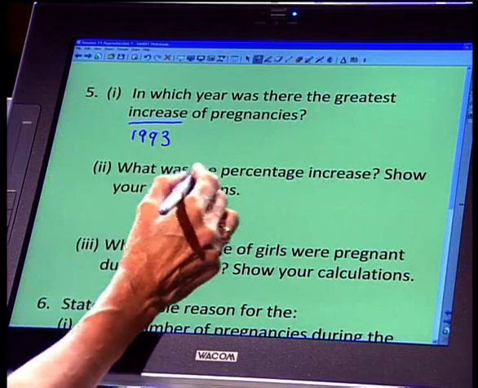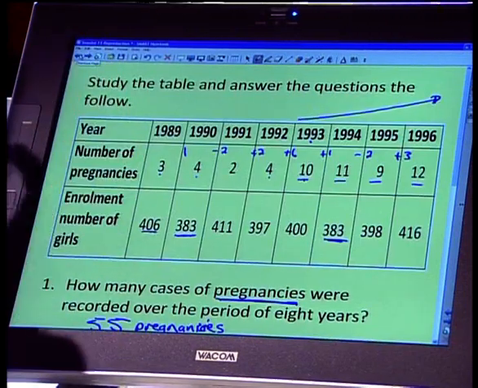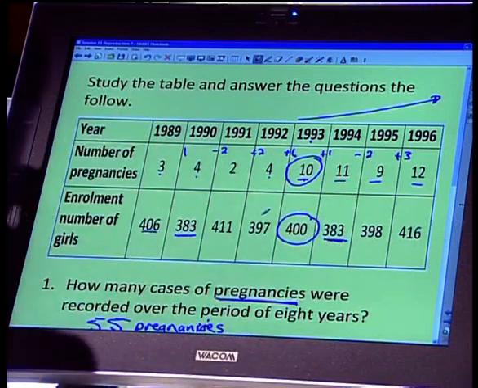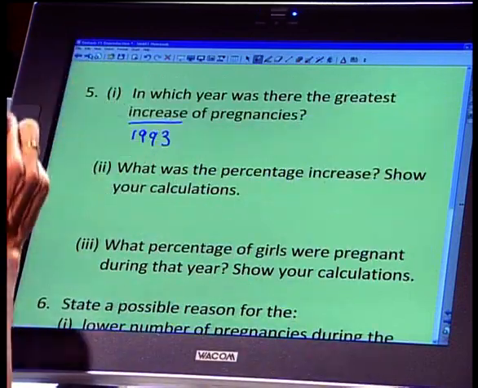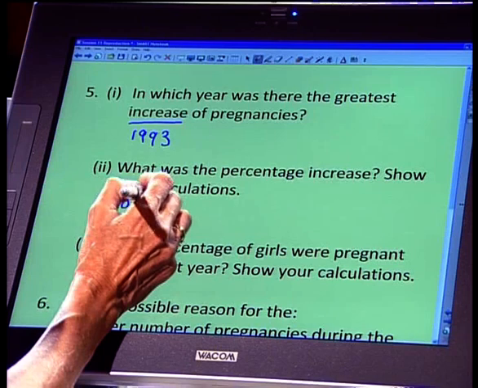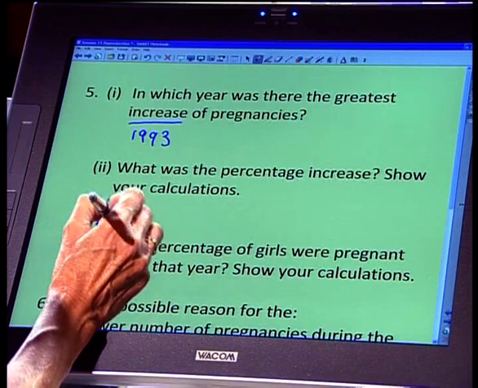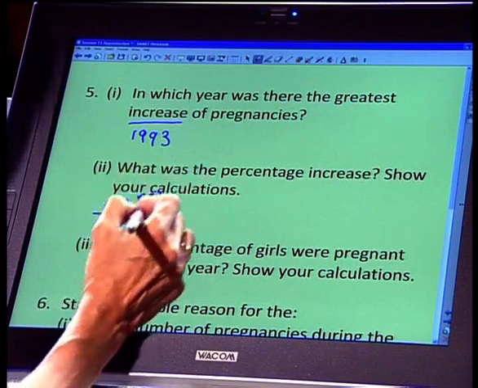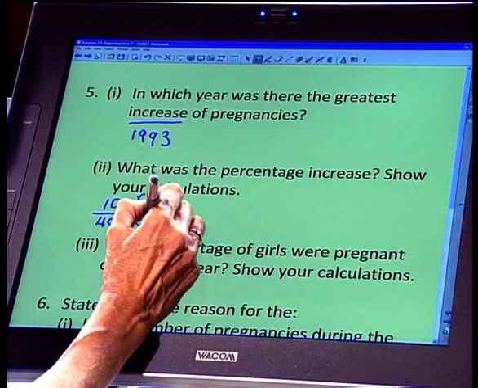Now, what was the percentage increase? Show your calculations. If we want to look at the percentage increase, we're looking at 10 learners out of 400. So we are going to do this. First, we're going to take 100% divided by 400 girls. We're going to put it in brackets here. That's the 100% that we're working at. The 400 here is going to be the total girls.